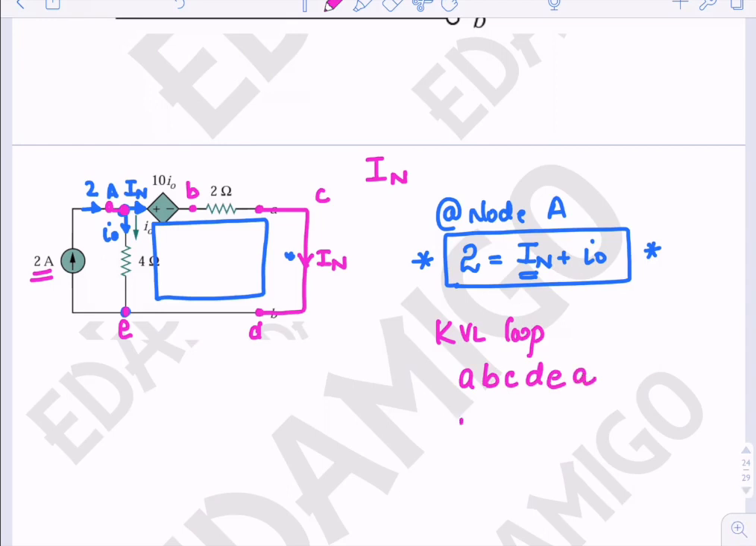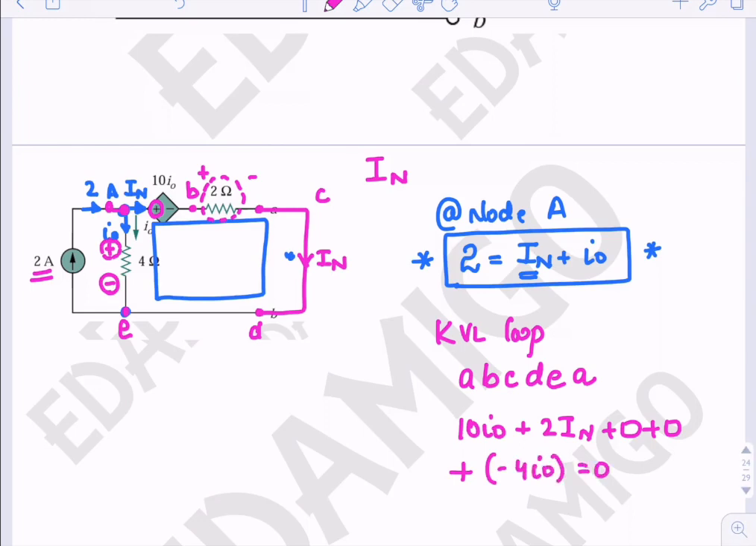So A to B, the drop is 10 I naught. We are entering from the positive. Here the current in the 2 ohm resistance is IN and it is flowing from left to right, so it is plus minus. So plus 2 IN. C to D it is 0. D to E it is 0. E to A, since it is plus minus, the current is from top to bottom, I naught current is flowing. So we are entering from the negative terminal. So it is minus 4 I naught equals 0.